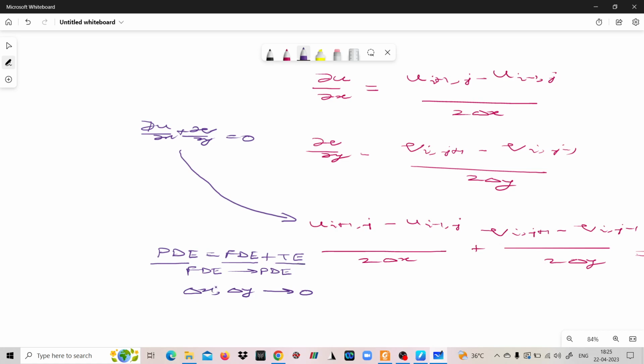Now a system of FDE, meaning the difference equation, is said to be consistent if you make the mesh finer, meaning if you reduce the size of delta x and delta y, then what should happen? Then this should approach the actual partial differential equation. That is the meaning of consistency. Okay, so please try and tell me whether it is consistent or not.